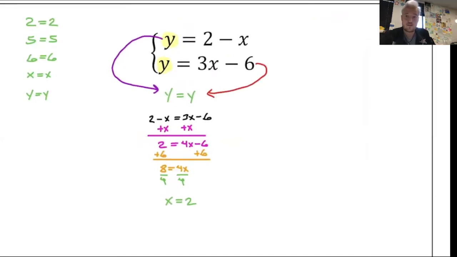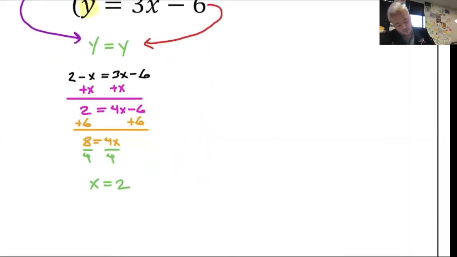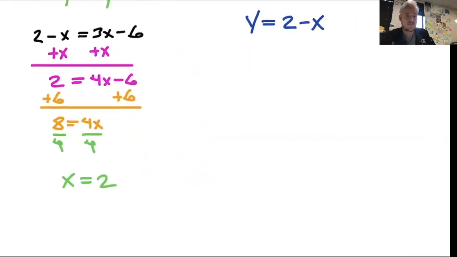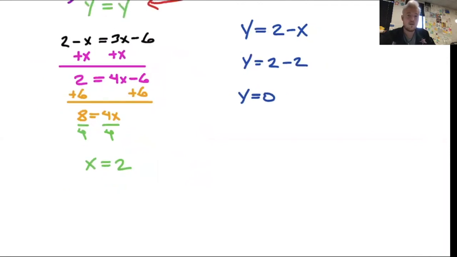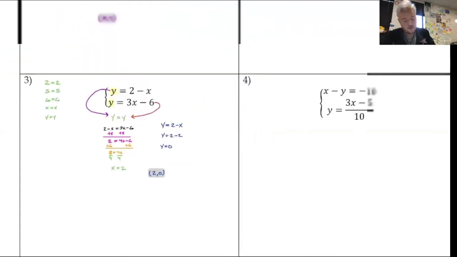So now that I have my x value, now I need to solve for my y value. So just as mentioned before, it literally doesn't matter which equation you use. You can plug it into either one. So just for the sake of keeping it as easy as possible, I'm going to use the top equation. So just y equals 2 minus x. So I'm going to plug in my x value for x. So I'm going to have y equals 2 minus 2, which, math is hard, 0. All right, so your coordinate here is going to be (2, 0).